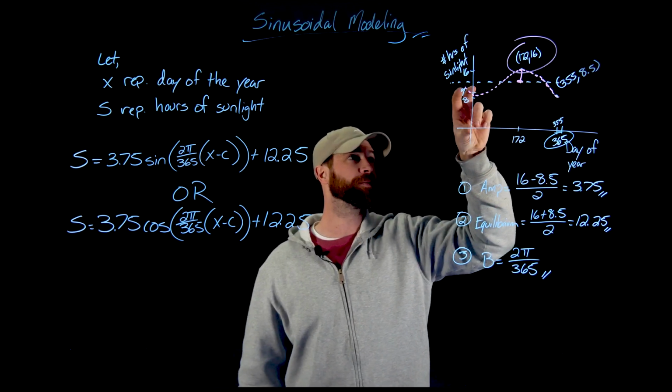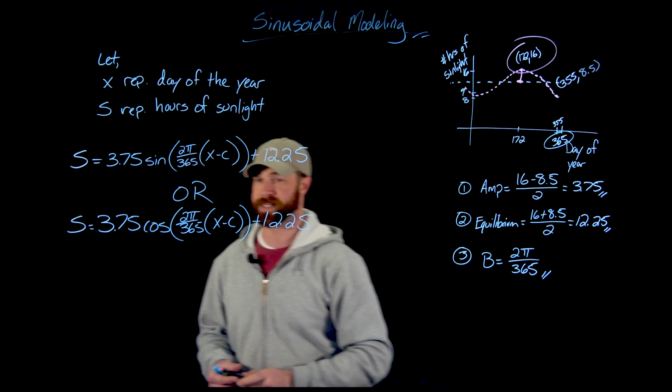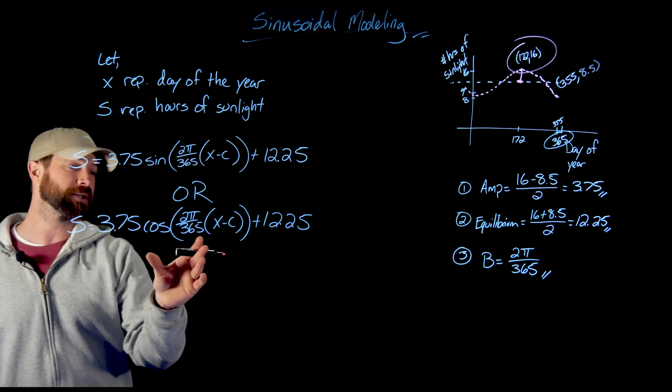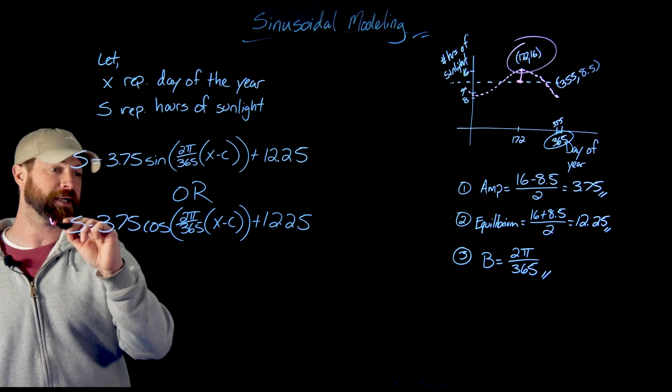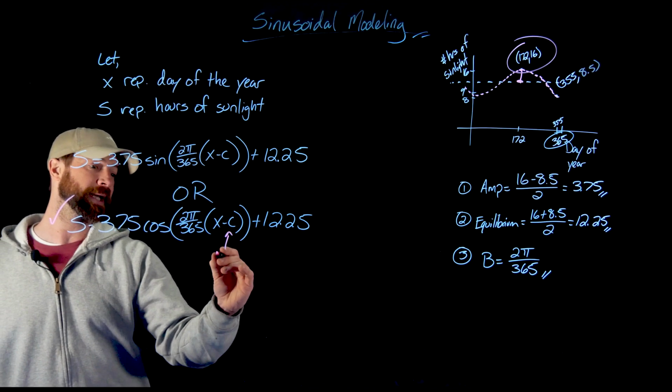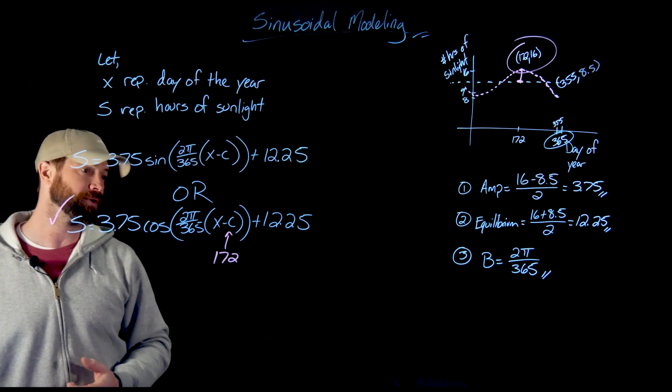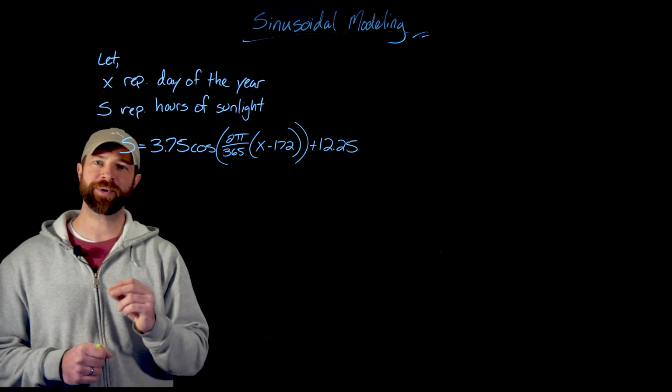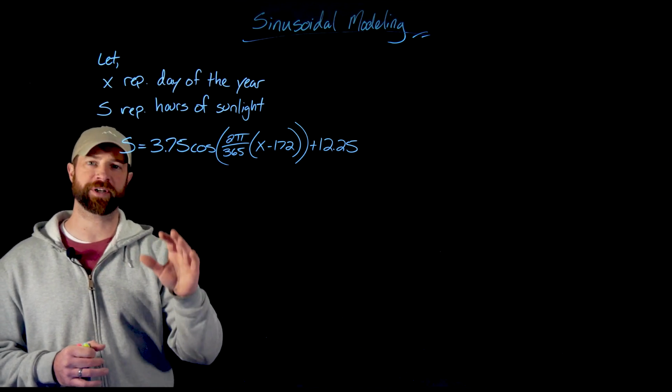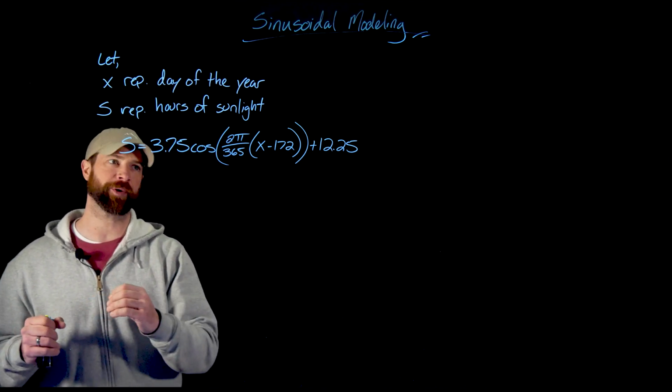So I want to move this function to the right 172. So I'm going to choose cosine here, and I'm going to plug in 172 for C. So here we have a transformed cosine function that models the situation that we were given.